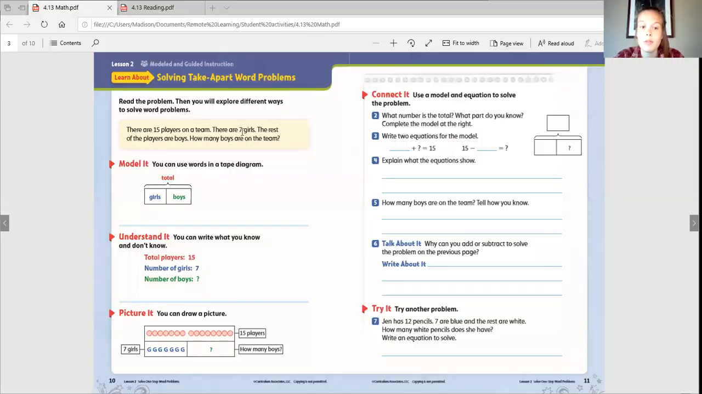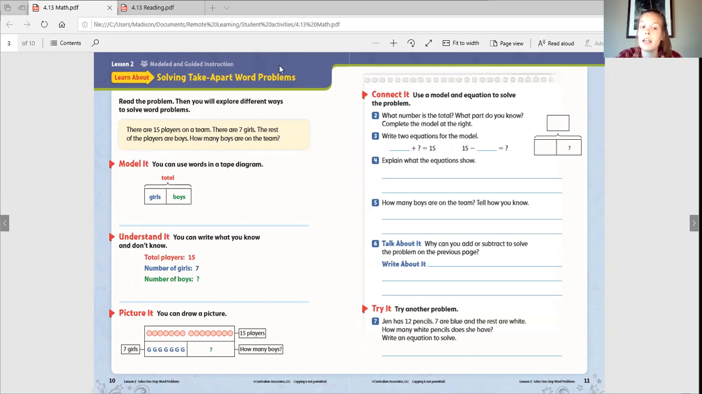Okay, we're now going to move on to another problem. And as we're doing this, if you want to write the problems down on a sheet of paper as we're going, you can also do that. So this problem, let's read it because that's the first thing we always have to do, is read our word problem. So read it with me. There are 15 players on a team. There are 7 girls. The rest of the players are boys. How many boys are on the team?